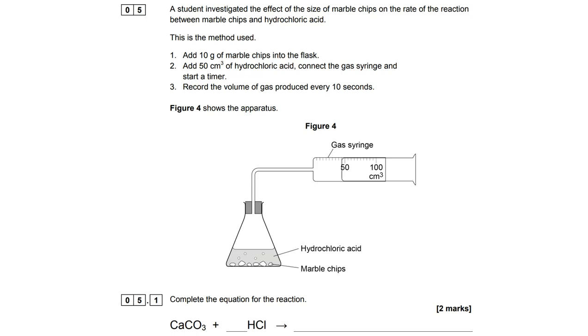This is AQA GCSE Coordinated Science Chemistry Higher Paper 2, and this is question 5. Quite a long question. So we start off with an equation here for the reaction between calcium carbonate and hydrochloric acid. Now you would need to know that that makes a salt, and you would need to be able to determine what the formula of that salt is.